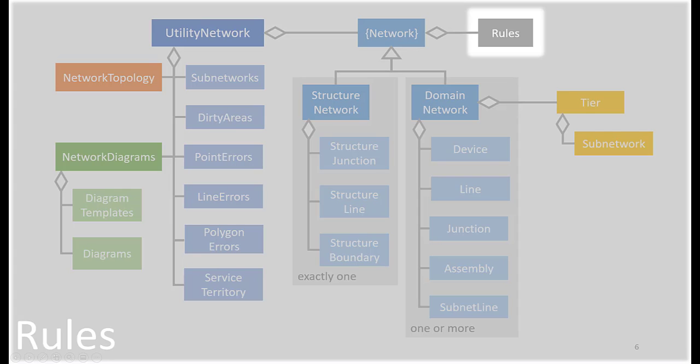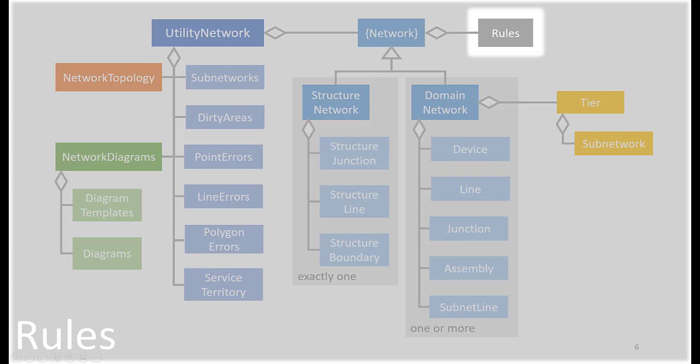Remember, a network rule pertains to the connectivity, the structural association, or the containment association. Attribute rules do things like calculate, constrain, or participate in the validation. And then the tiers and subnetworks, we'll get into that in other videos.